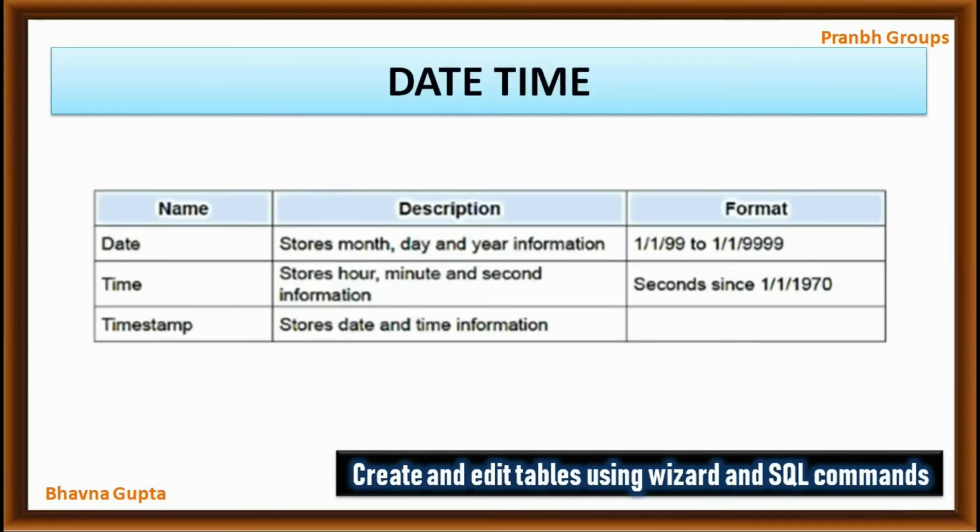Date time data types are used for describing date and time values for the field used in the table of a database. Date time data types in a database can be used for storing information such as the date of birth, date of admission, date of product sale, etc.